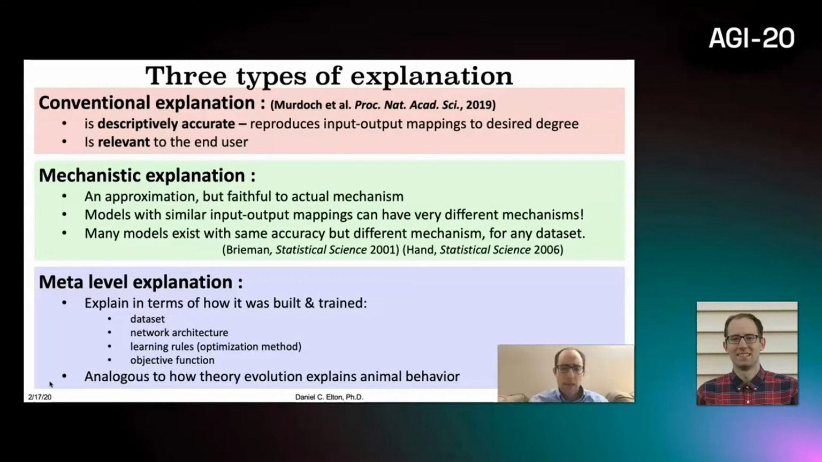And this type of explanation is analogous to how the theory of evolution explains animal behavior. Similar to how animals evolved to maximize their reproductive fitness, these neural networks, when they are trained, they maximize their objective function.